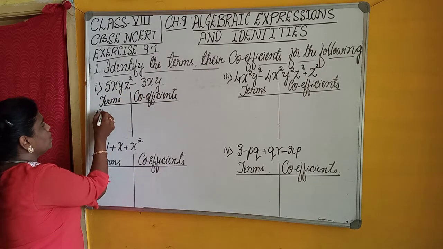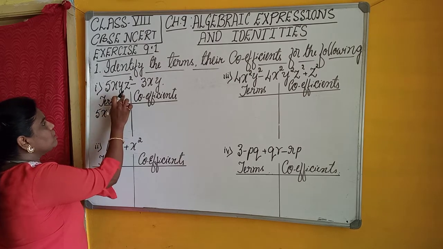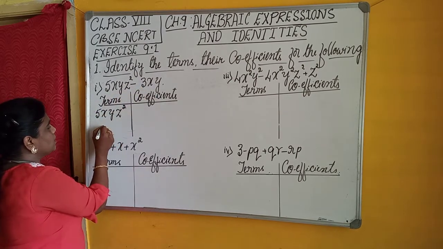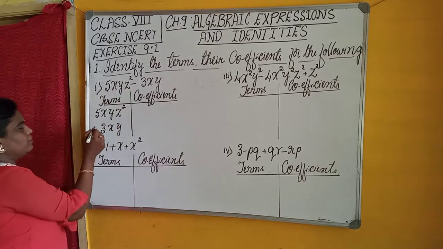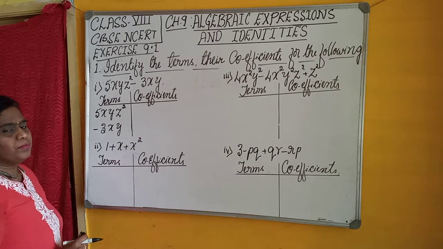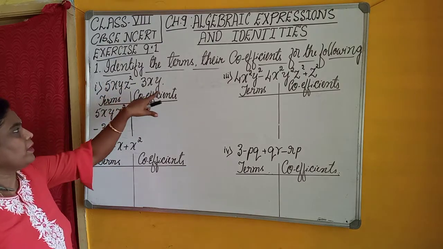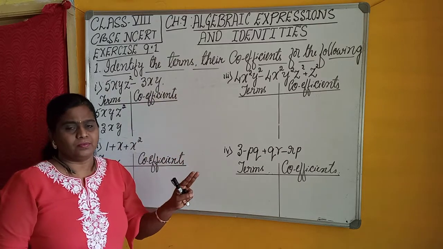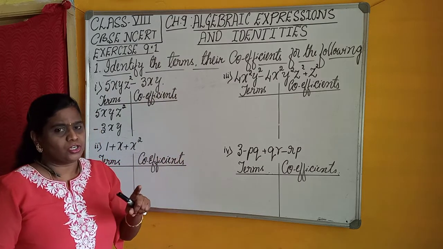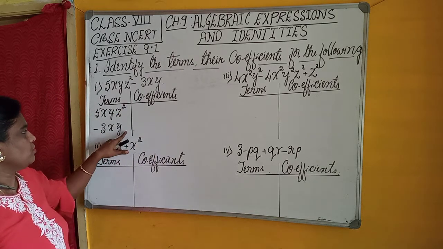Along with the symbol you have to write. First one is 5xyz square, one term in this. Here 3xy is the other term. Along with the symbol you have to write minus 3xy as another term. It is an algebraic expression which is made up of two algebraic terms. Understood? Those are 5xyz square and minus 3xy.